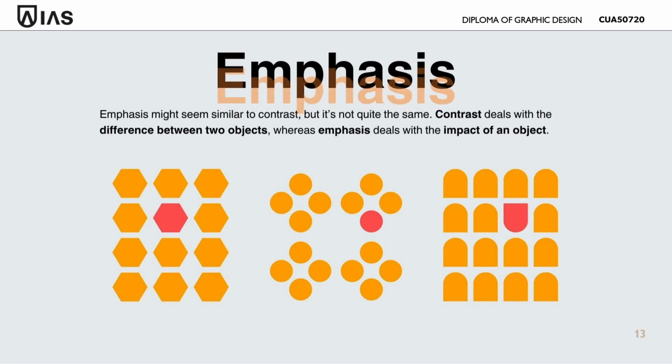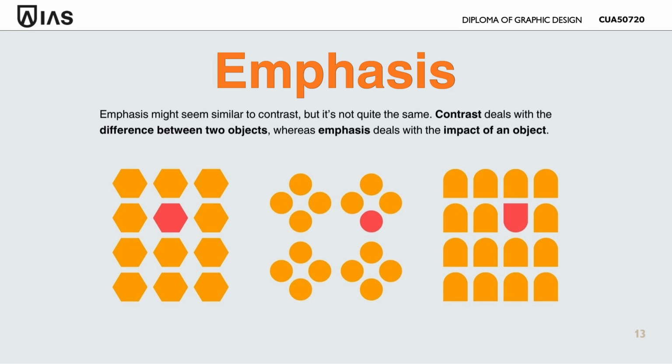Let's take a look now at emphasis. Emphasis might seem similar in a way to contrast, but it's not quite the same. Contrast deals with the difference between two objects, and emphasis deals with the impact of an object. If you have a look at these three groups, you'll see the red places the emphasis on one of the shapes in each group.